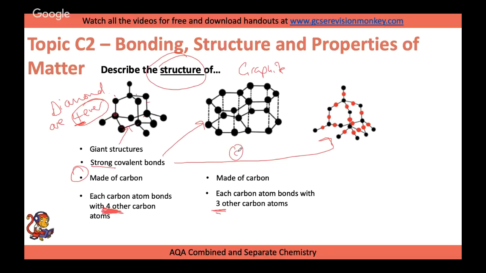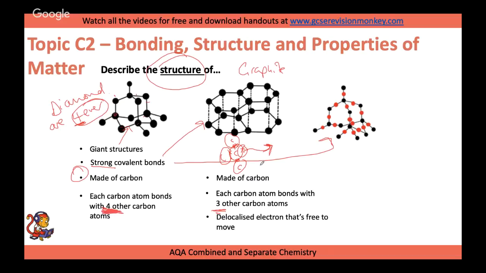So if you've got a carbon here, that bond is bonding with another carbon. We've got another carbon here, another carbon here, and then we'll have 1 electron. And this electron that's left over, because it's not bonding to a carbon, because we've already got 3, is delocalized, and that can move around. And if you've got a moving charge, that means it can conduct electricity.